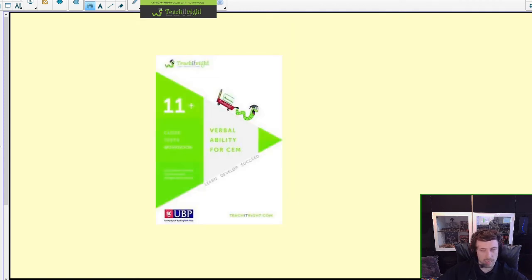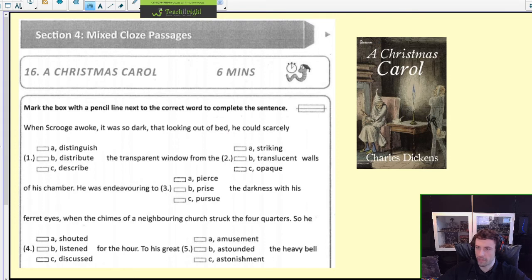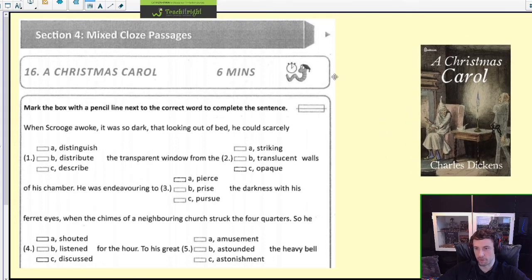We're nearly towards the end of the lesson now. We've got one little CEM style closed test to do, and so the Teacher Write closed test book is the one to go to. And I believe I need you to turn to pages 42 to 44. And this is the story from A Christmas Carol. 42.